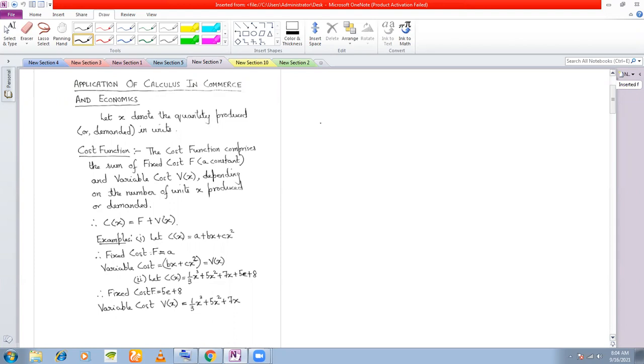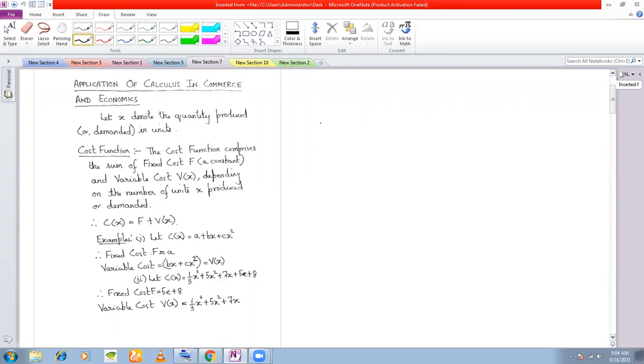One is a fixed cost, which will not depend on the output or the number of units that a factory is producing. For example, the salary of the gatekeeper. Whether your factory is in work or not, it does not matter, you will have to pay him, right? For example, the rent, whether it is in progress or not, you will have to pay the rent. These are the heads that come under fixed cost.